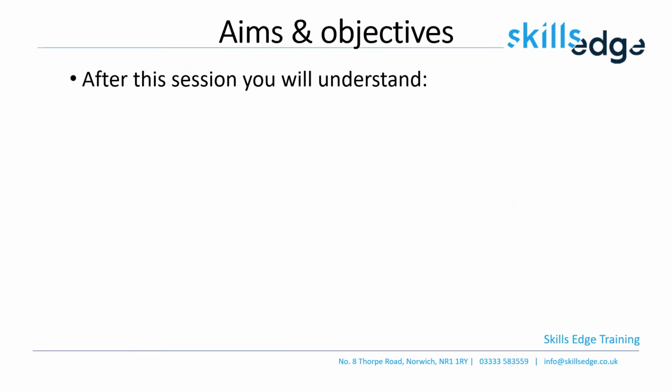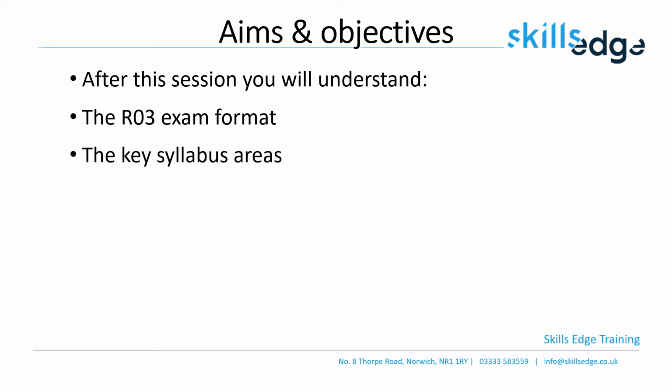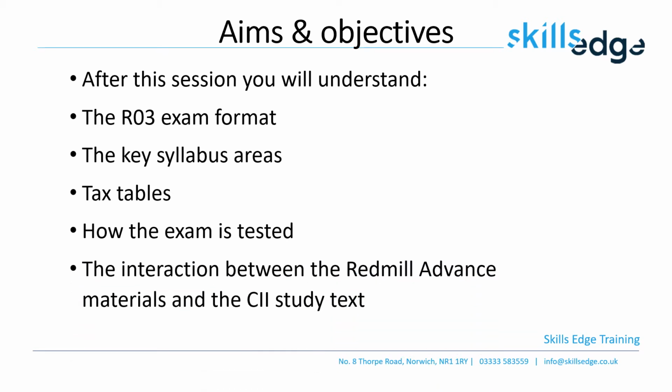In this video I'll be covering the format of the R03 exam, the key syllabus areas which will also guide you to where you should be dedicating a lot of your study time. I'll go through some of the pages of the tax tables so you're aware of the information that's on them. I'll remind you how the exam is tested. You have both the CII study text and the Red Mill Advanced materials, and I'll show you how these interact. And remember, the Red Mill Advanced materials are complementing the study text, not replacing it. And lastly, I'll provide you with your revision session dates.